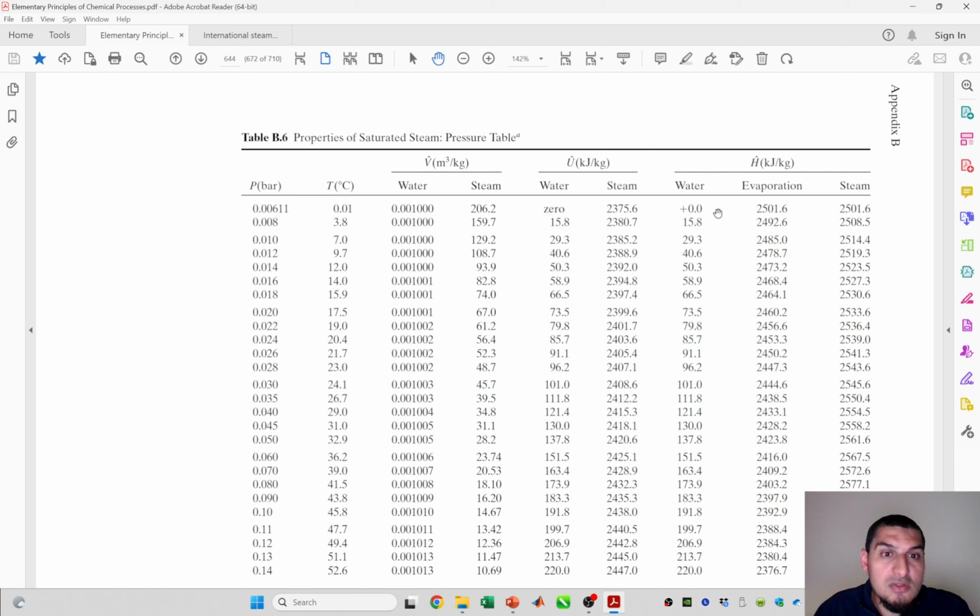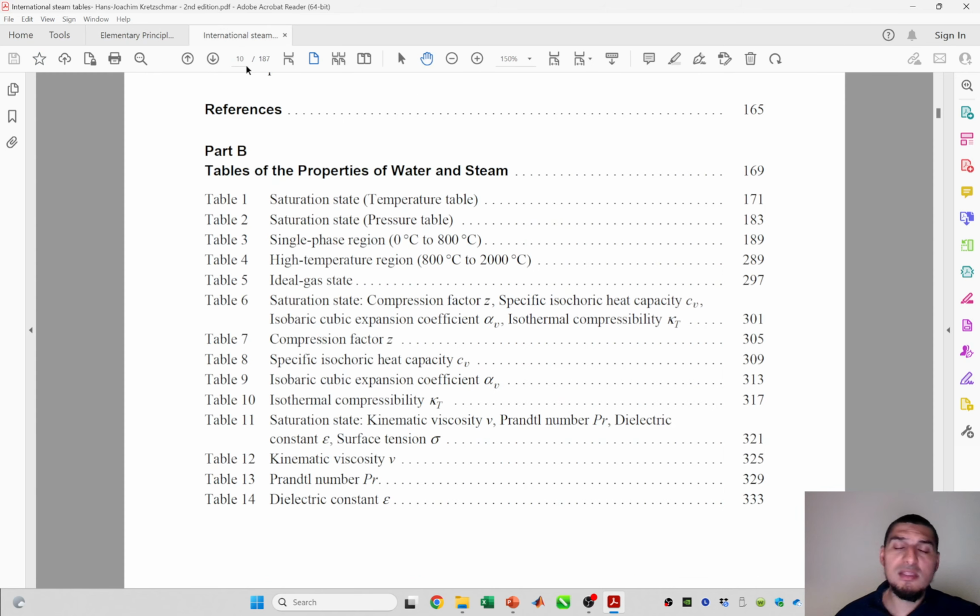And in this case, you need to make sure that the reference state is the same for the two cases, and this is something you need to keep in mind, that this is the reference state for the steam table. So this is the first thing. The second thing is that I have already a steam table here.